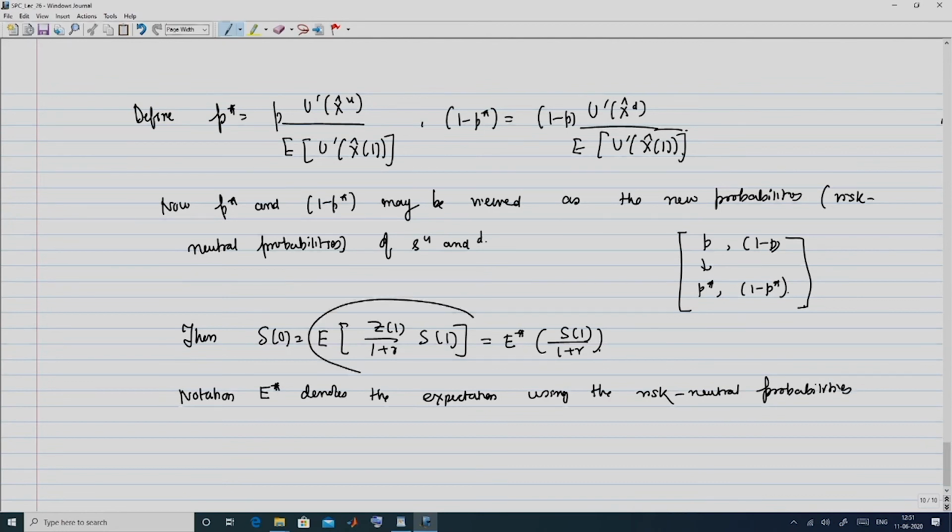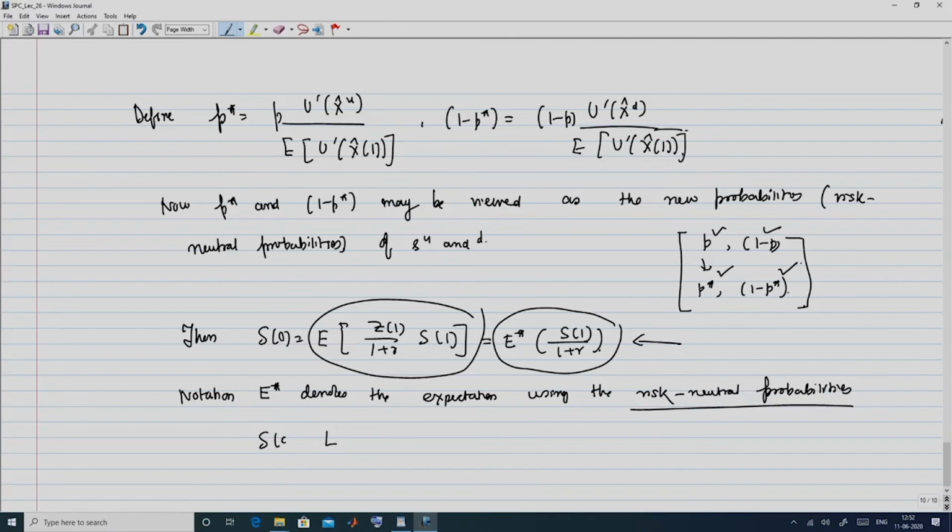So, this expectation here makes use of the probability p and 1 minus p, and this expectation here uses the probability p star and 1 minus p star. The reason why these are called risk neutral probabilities is that you observe that here we have S0 is equal to E star S1 over 1 plus R, and this will give us that the expected value of S1 is going to be S0 into 1 plus R.